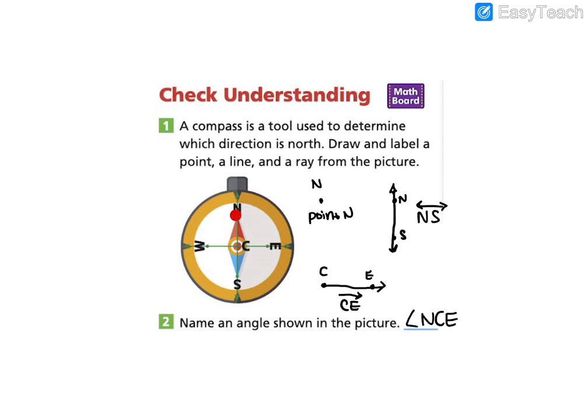Here I have a point of N. You could also have a point of E, W, S, or C. Here is my line from north to south because it has these arrows continuing. It doesn't have an endpoint. In order to label that, I have to have the arrows here as well. And for my ray, I chose C to E. Okay, and you'll notice that I don't have an arrow here, just an arrow extending towards E.